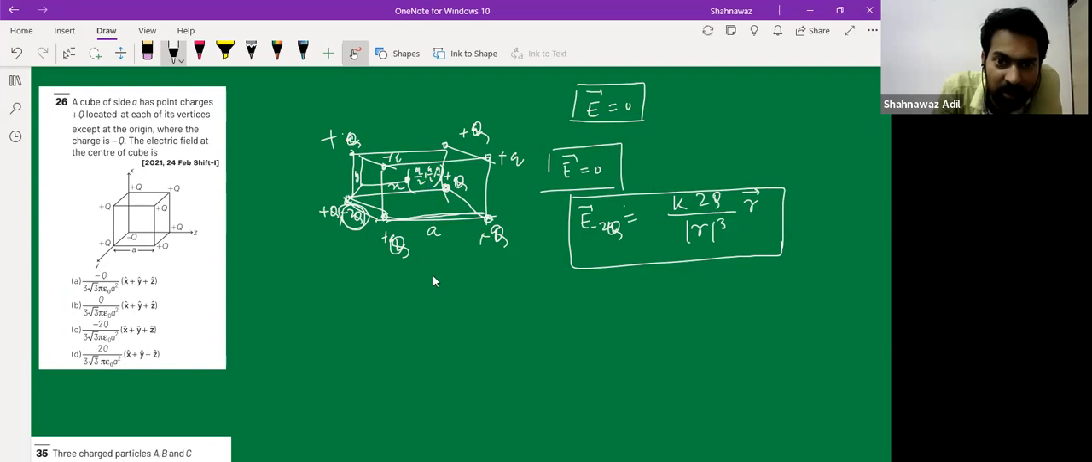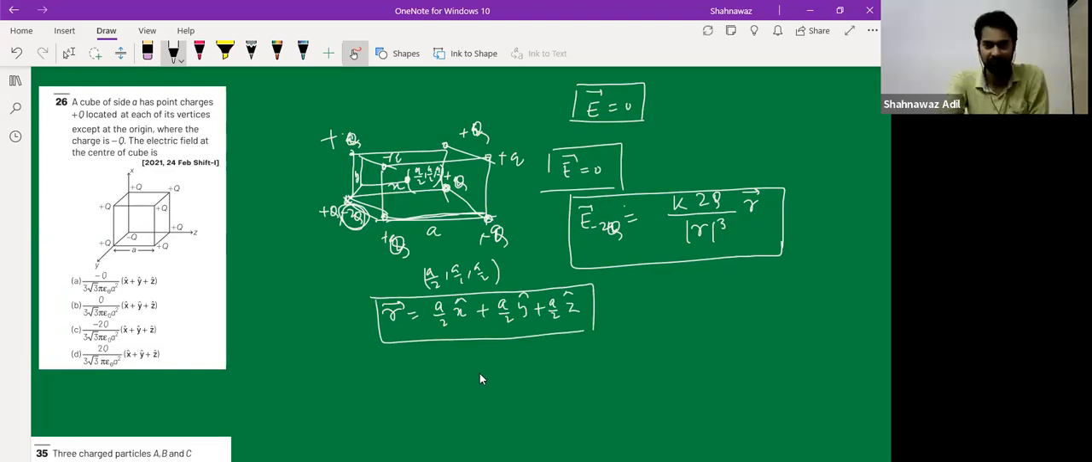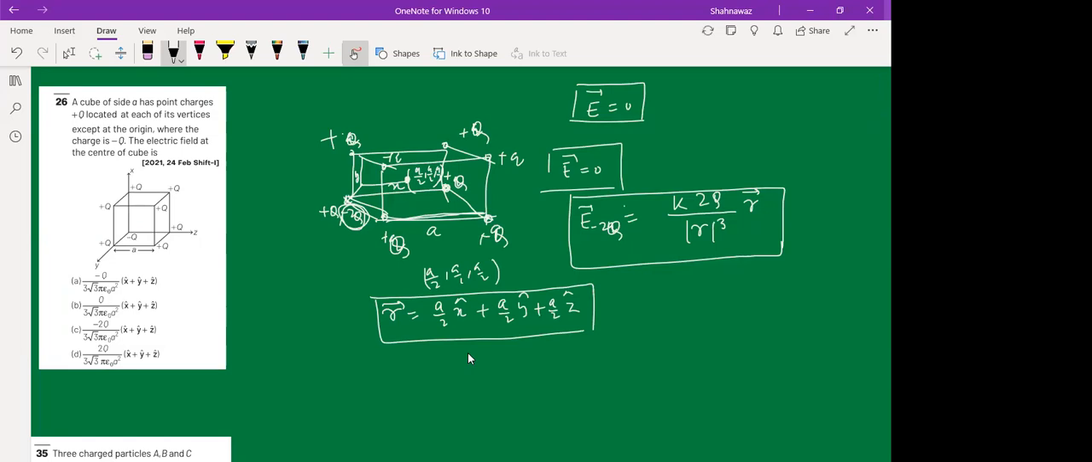So the R vector for A by 2, A by 2, A by 2 would be how much? This would be A by 2 X hat plus A by 2 Y hat plus A by 2 Z hat. Okay, guys, understood? Oh, again, my internet is unstable. Understood, guys? Did I lag at some point? No, sir.